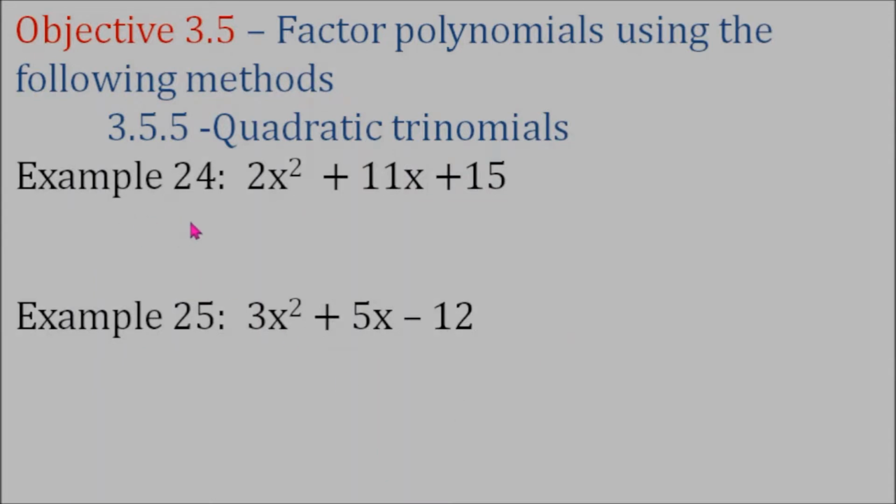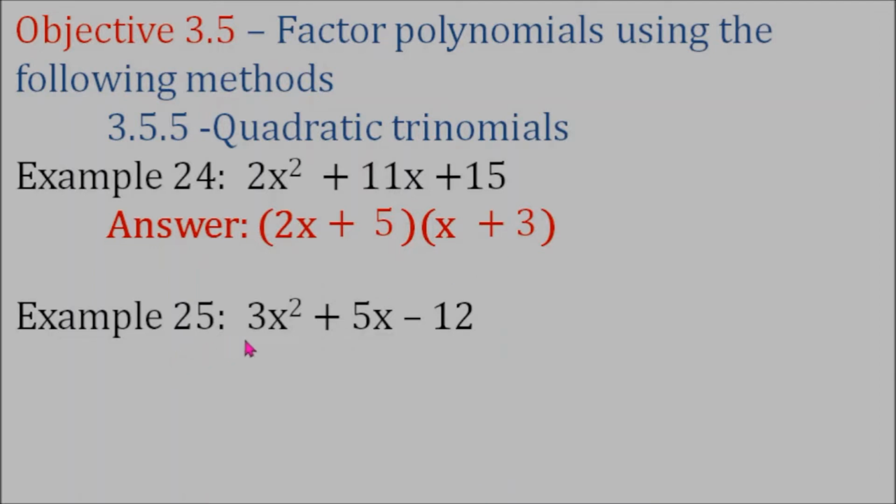Example number 24. Factor 2x squared plus 11x plus 15. The factors of 2x squared are 2x and x, and the factors of 15 are 5 and 3, but we cannot switch 3 and 5. So how do we know where to write the 5 and where to write the 3? We can check it by multiplying the inner terms, that's 5 times x, that's 5x, and also the outer terms, 2x and 3, that's 6x. So the sum should be the middle term here, 11x. So these are the factors, 2x plus 5 times the quantity x plus 3.